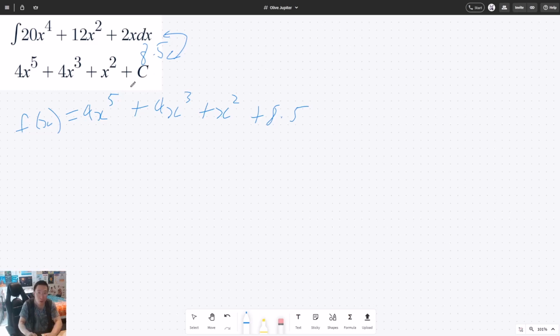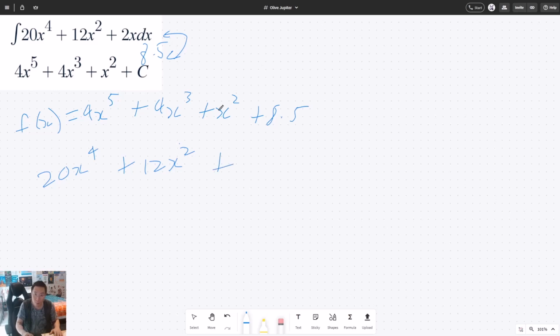If you guys don't already know, we take the 5 at the end, and then we multiply 5 by the constant 4, so it becomes 20x. 4 times 5 is 20, and then you subtract 1 from the power, or the exponent. So 5 minus 1 becomes 4. And then plus 3 times 4 is 12, so we have 12x. 3 minus 1 is 2, so 12x squared.